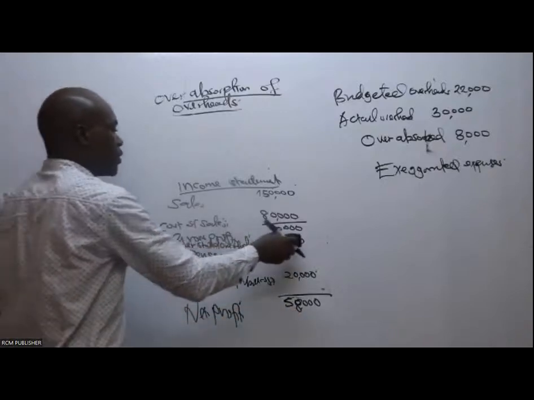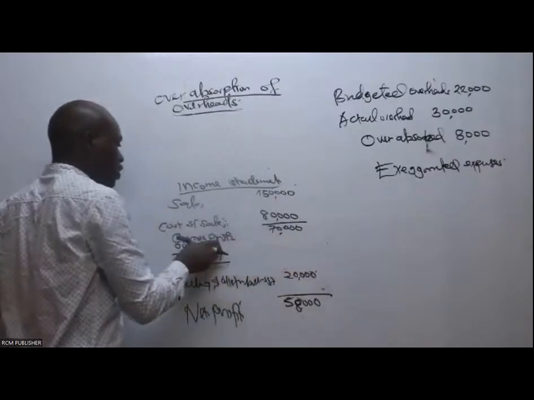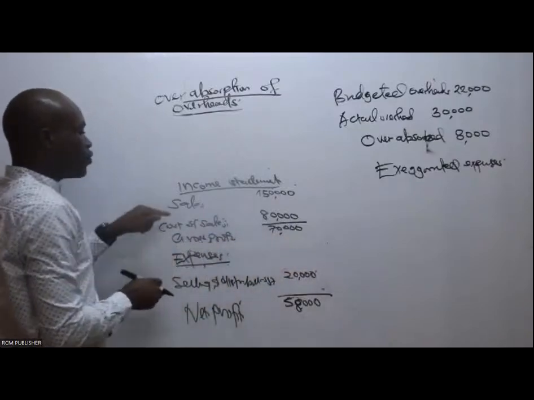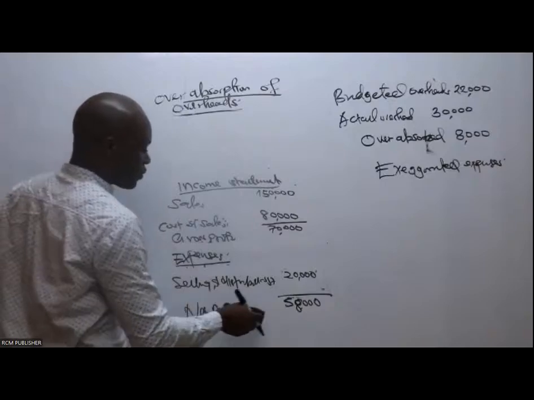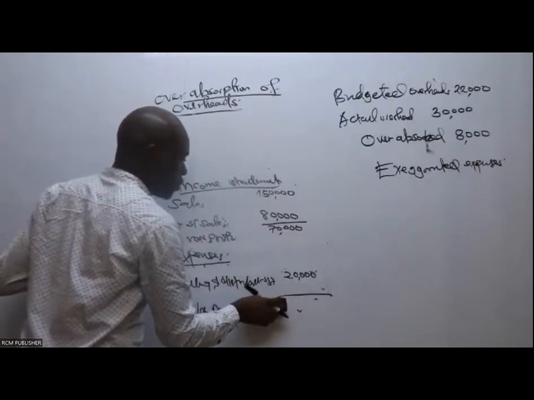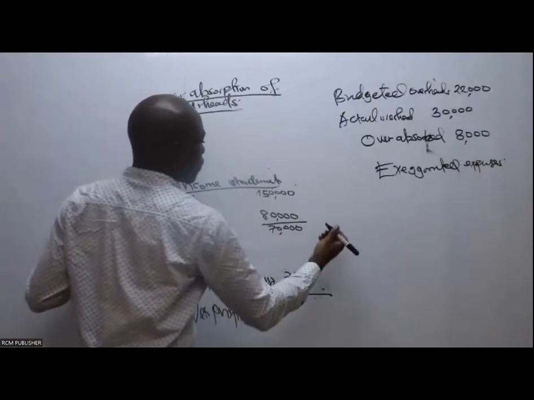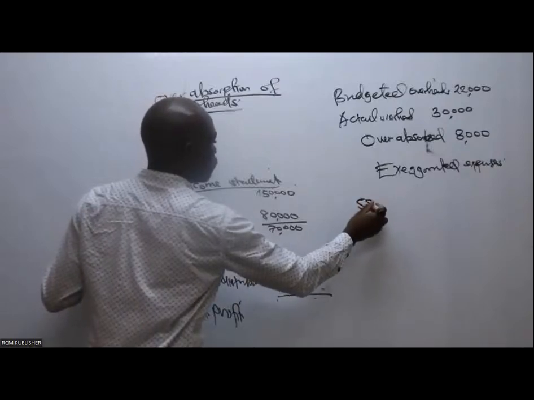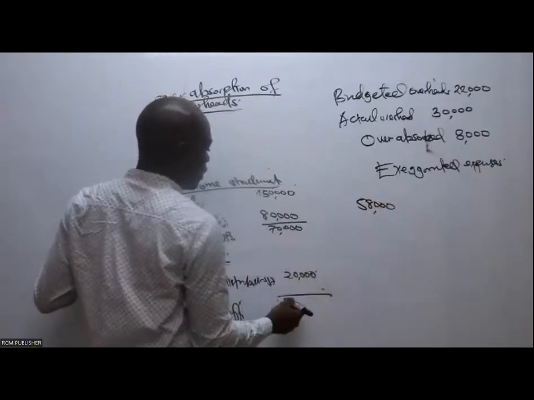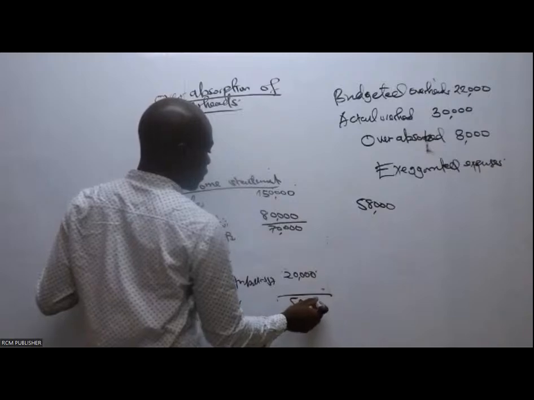Now another person says no, I don't need to put it there. I want to take it to cost of sales section. So we've gotten that now the right profit should be 58,000. But with this, it's telling us that it is 50,000.